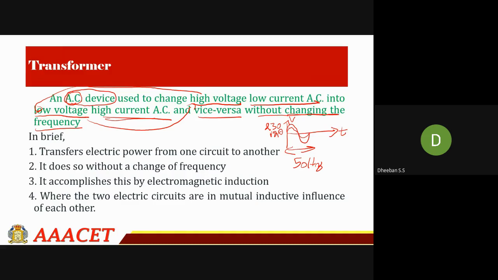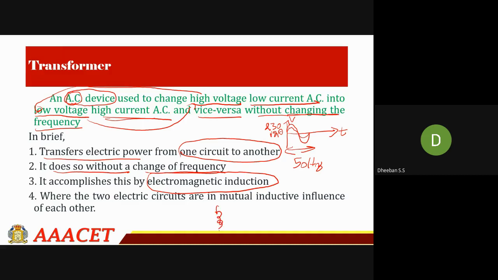In general, a transformer is used to transfer electric power from one circuit to another circuit. That is one of the primary applications. Another is that it does not change your frequency. The frequency change does not occur. This is accomplished by the electromagnetic induction principle, which you might have already studied in your physics.